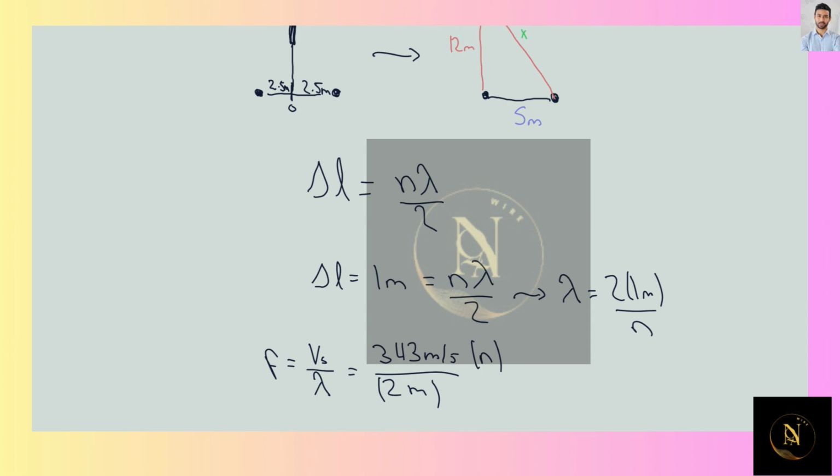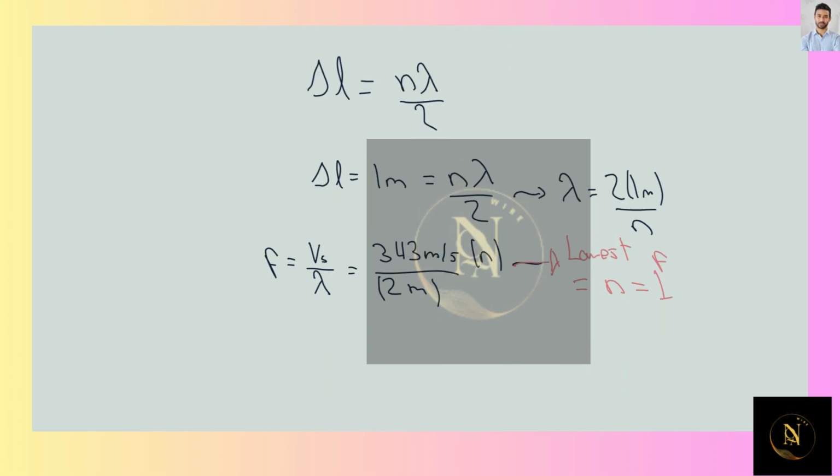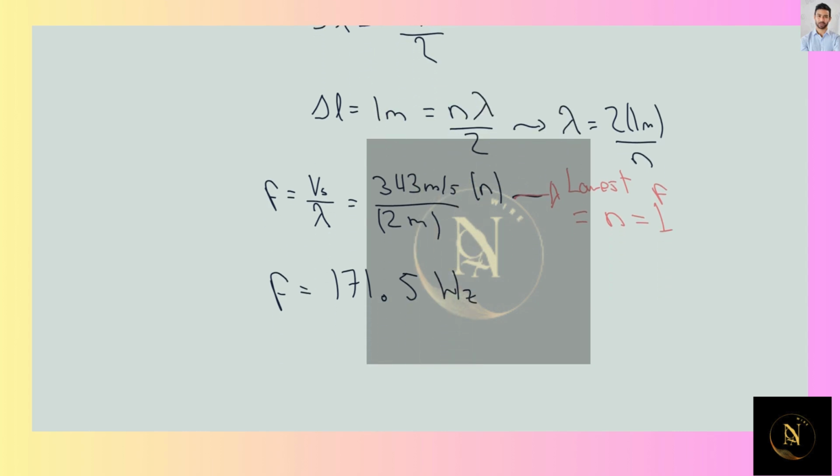So the lowest possible frequency corresponds to n equals 1. The lowest possible frequency that we're going to be able to hear over here corresponds to 343 divided by 2, which is 171.5 hertz. And we want to know what are the other possible frequencies between 100 and 1000 hertz.